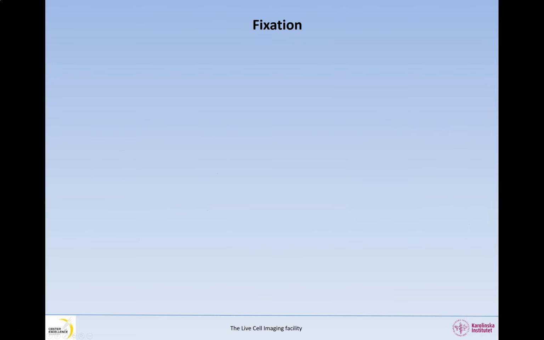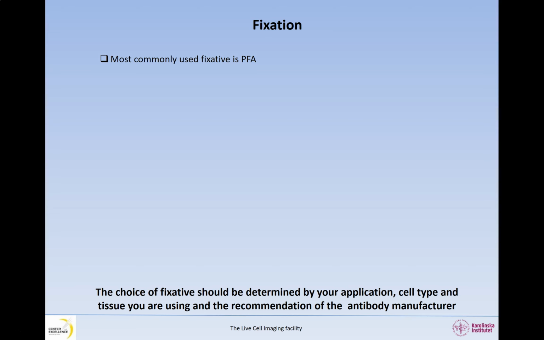If not imaging cells live, you need to fix them. The most commonly used fixative is paraformaldehyde, but there are other fixatives too, such as methanol, acetone, glutaraldehyde, etc. The choice of fixative should be determined by your application, cell type and tissue you are using, and the recommendation of the antibody manufacturer. If using paraformaldehyde, there are a few things to keep in mind.